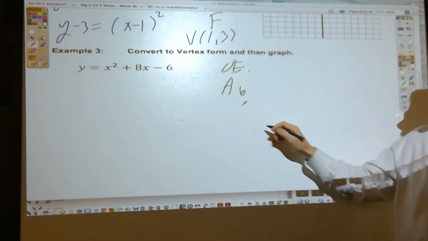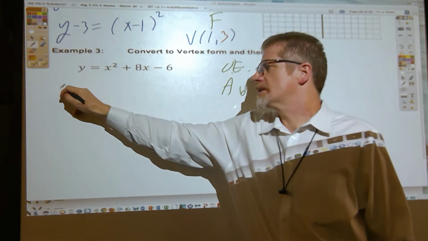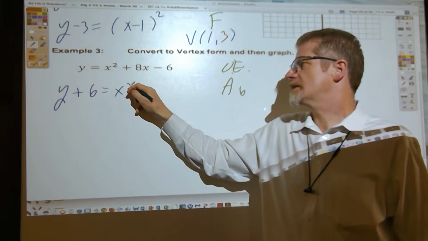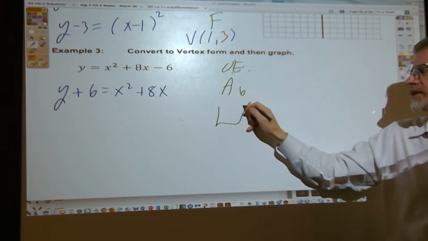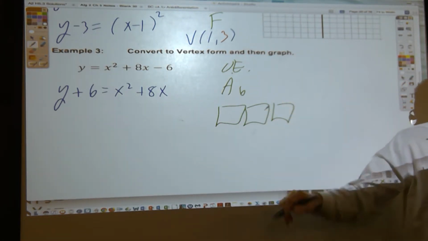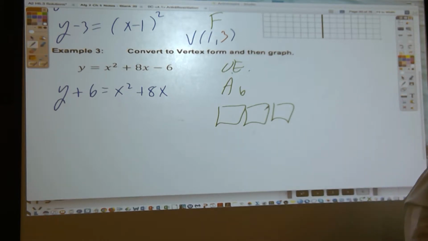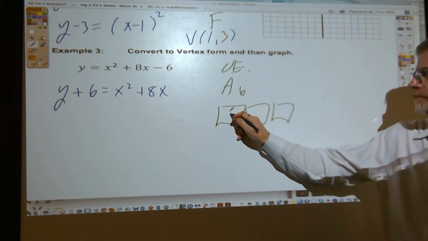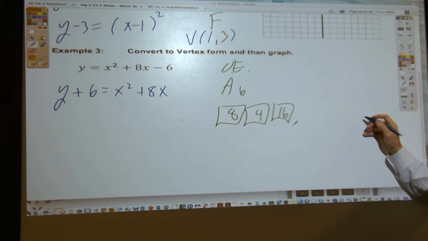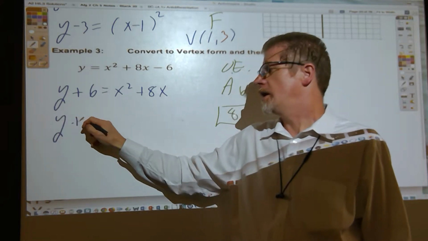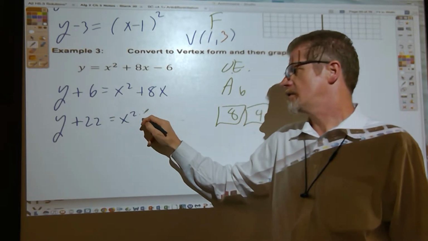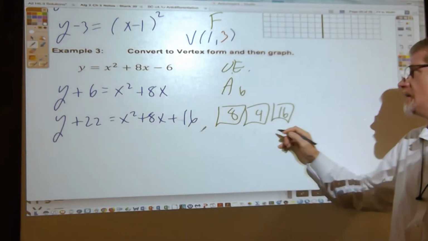I'm hoping that you decided to add 6 to both sides. That's right, y plus 6 is x squared plus 8x. What triplet populates your 3 boxes? Help me on that one, please. All right, Haley. 8, 4, and 16. So we're going to add 16 to both sides. y plus 22 equals x squared plus 8x plus 16.